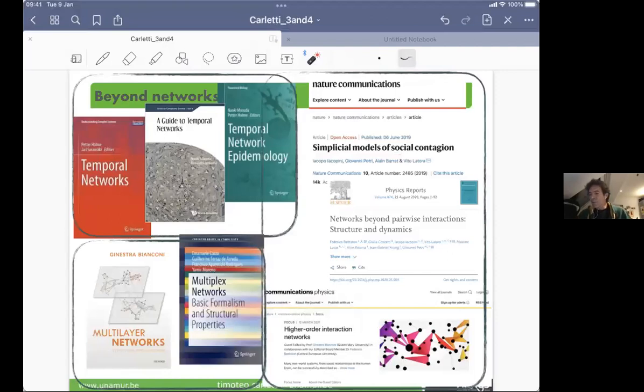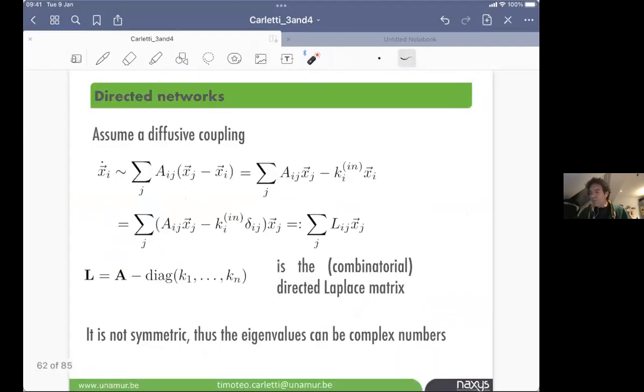Let me now show you briefly some results about beyond network. The first one is the directed network, because it's the easiest in some sense, and I show it using this diffusive coupling. The point is always the same: you have node i, you look for the evolution of quantities in node i, and you couple with this diffusive term. Once you sum A_ij on the part that does not depend on j, you have the degree, but only the degree of incoming connections.